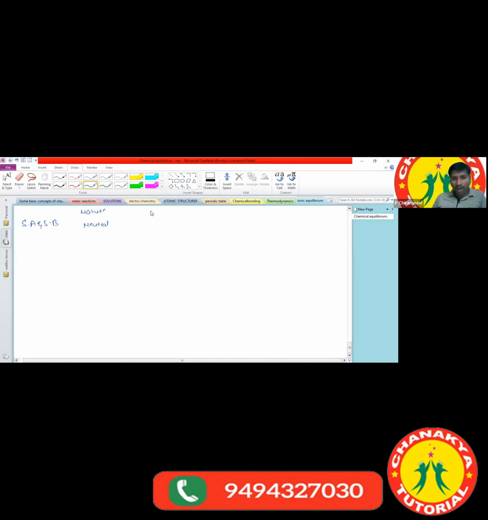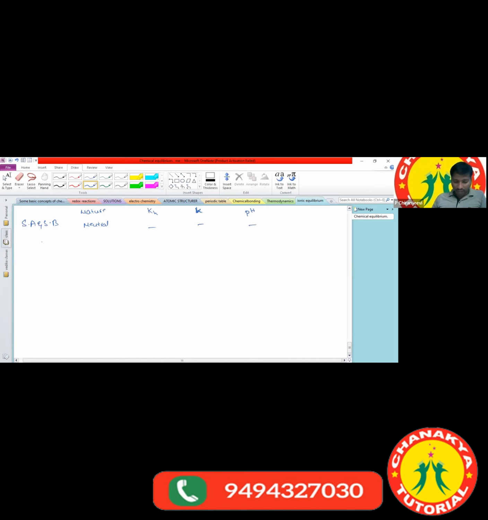Then the hydrolysis constant, that means the Kh value, won't be there. And the degree of hydrolysis, which can be represented with h, also won't be there. Then what about the pH? The pH never changes; it becomes a constant.